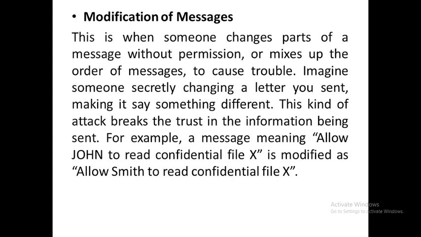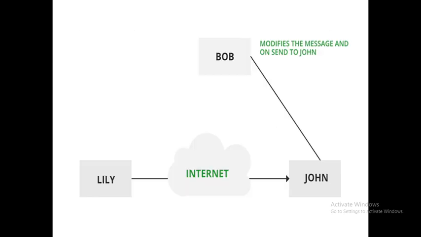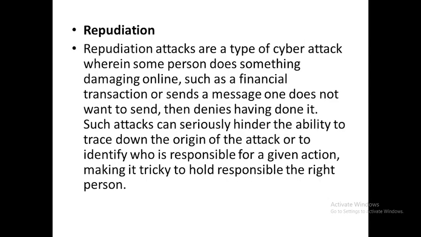But what is the change done there? Smith to read the confidential file X. Smith is not in the original message; his name is not in the message. But the attacker is influencing Smith to read file X by changing the message during transit. This is known as the modification of messages. So see here, Lily and John are in communication. Now Bob pretends to be Lily, modifies the message and sends it to John. So Bob is a masquerader or hacker here.